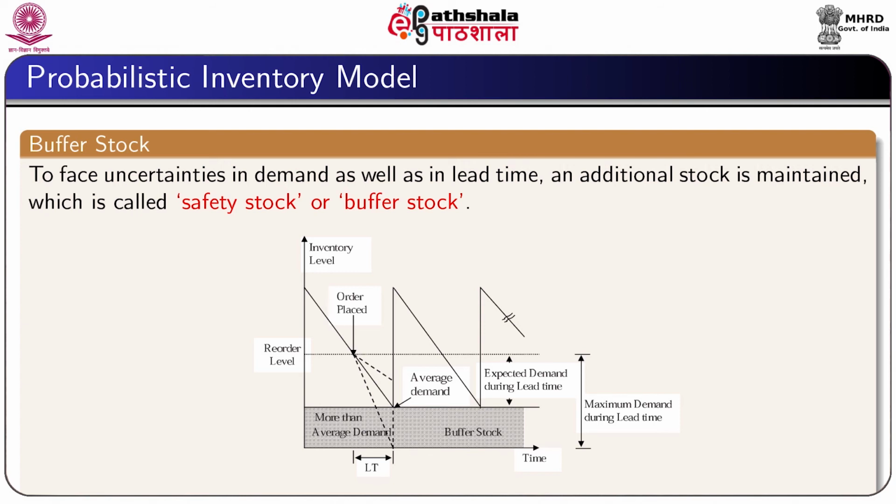If the demand during lead time is less than the average demand, then the dotted line denotes the inventory curve, and if the demand during lead time is more than the average demand, then the dotted line below the solid line shows the inventory path. So, if the demand during lead time is more than the average demand, some extra stock is to be maintained, and that stock is called the buffer stock, as shown in the shaded area.